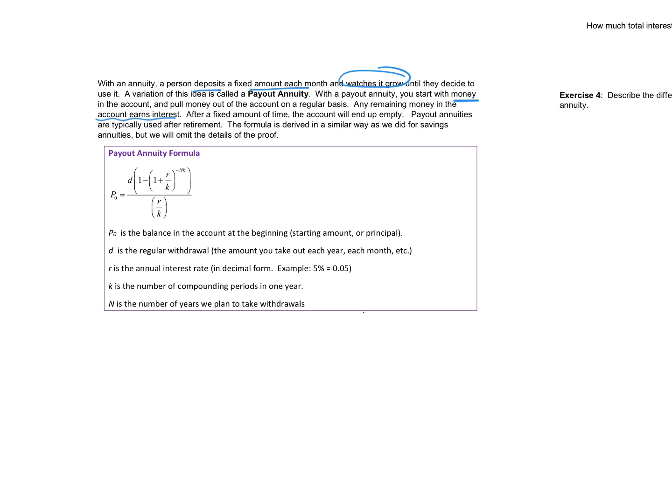This type of annuity is often used for retirement, when you say, I need $5,000 a month to live. So you have saved a bunch of money your whole life, you have this chunk now, and then slowly you're going to basically pay yourself back.